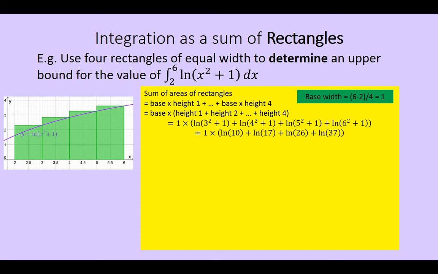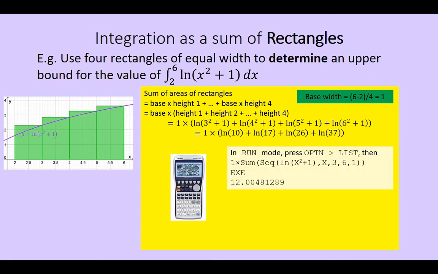We could get rid of the 1 times at the start of this. You can simply type that into your calculator as you see it, or if you'd prefer, you can use the sequence system as I showed you in the previous example. Whichever method you choose, you should get 12.0048 and so on. So there we go, we have an answer.